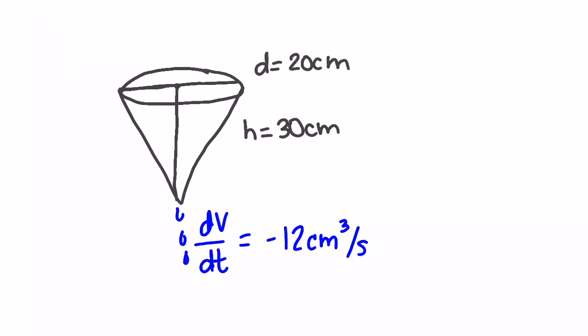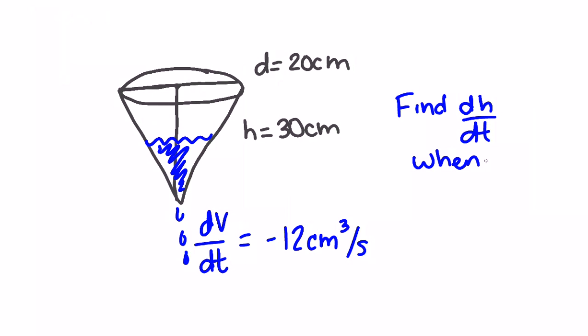At what rate is the height of the liquid decreasing? So they're talking about the height of the liquid here. They want us to find dH over dt when the liquid in the funnel is 20 centimeters deep. So when the height equals 20.